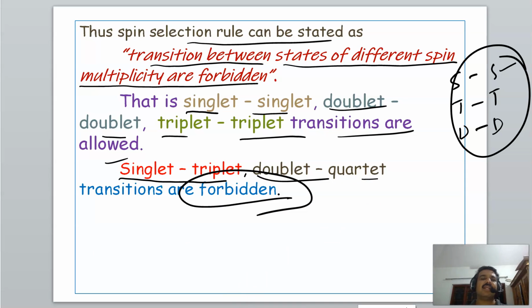I think you might have studied this while discussing spectroscopy in your UG classes. The spin selection rule in electronic spectroscopy is that only transitions with no change in spin are allowed. During an electronic transition, the spin of the state should not change. That is the selection rule for spin multiplicity.